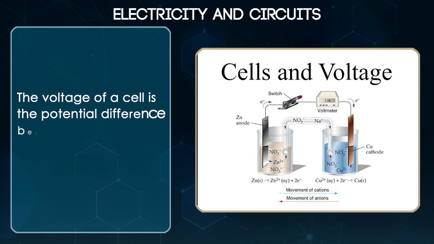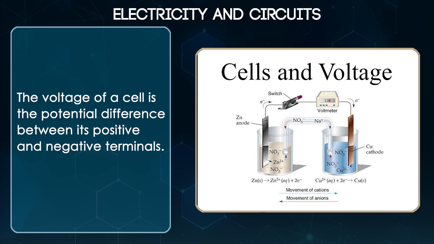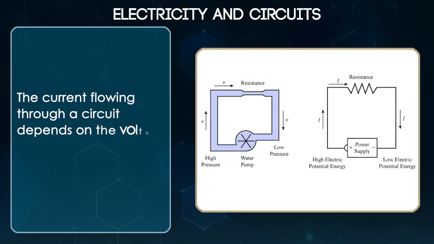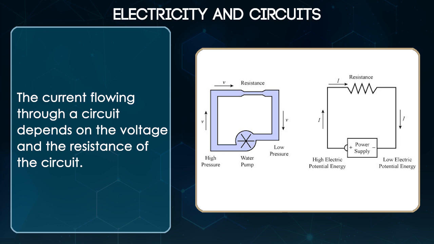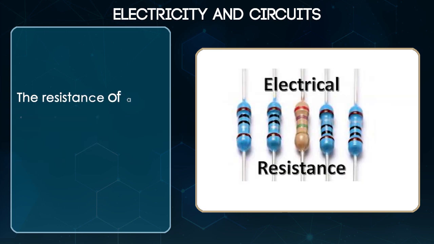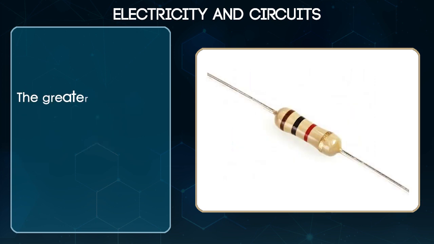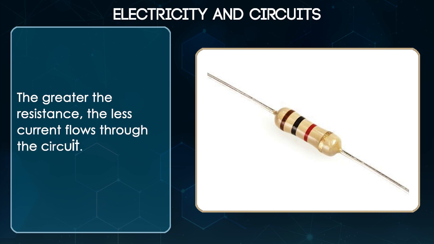The voltage of a cell is the potential difference between its positive and negative terminals. The current flowing through a circuit depends on the voltage and the resistance of the circuit. The resistance of a circuit depends on the material, length and the thickness of the wire used. The greater the resistance, the less current flows through the circuit.